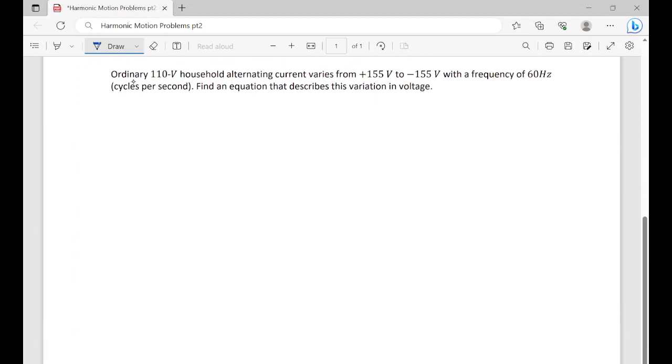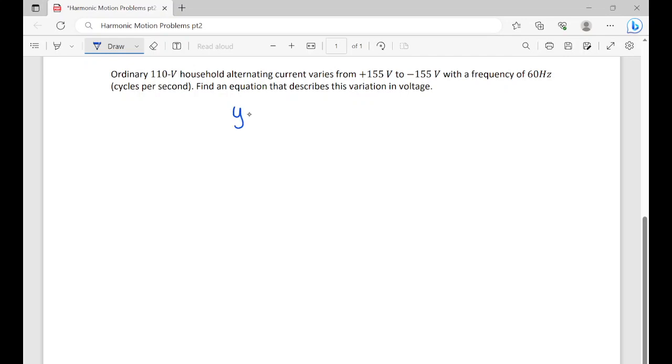Next, ordinary 110 volt household alternating current varies between a positive 155 volts to a negative 155 volts with a frequency of 60 hertz, which just means cycles per second. Find an equation that describes this variation in voltage. So the voltage is going from as high as 155 to down as low as negative 155. So there's typically like some starting point that's not zero because it's voltage. So I'm looking at this and I'm thinking that this is probably, since it has a point that's not on 0, I think this is cosine.